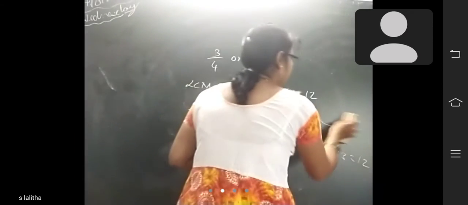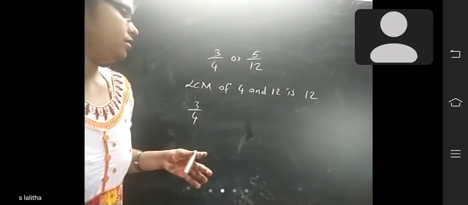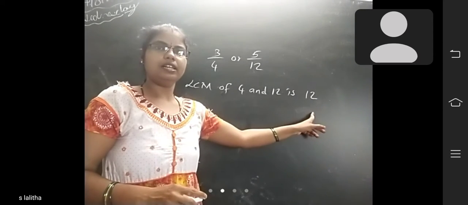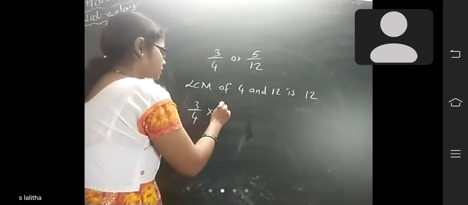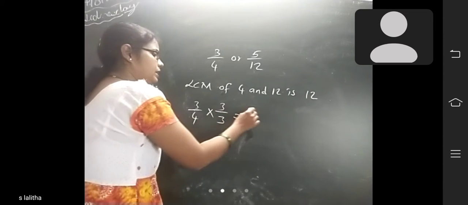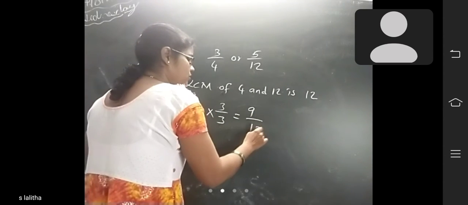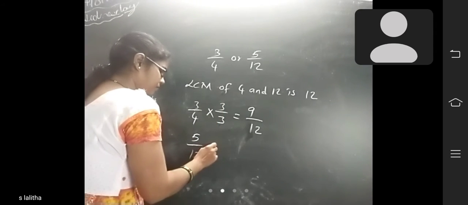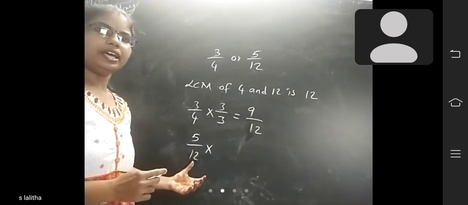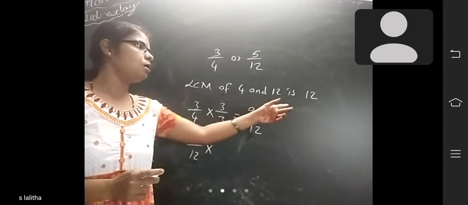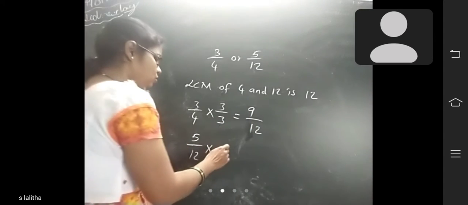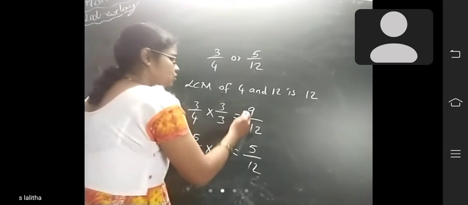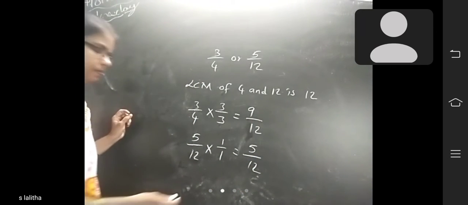Okay, now 3 by 4. In the 4 table, how many times is 12? 3 times. So 3 by 3: 3 threes are 9, 4 threes are 12. Next, 5 by 12. In the 12 table, how many times is 12? 1 time. So 1 by 1: 5 ones are 5, 12 ones are 12. So 9 by 12 and 5 by 12.